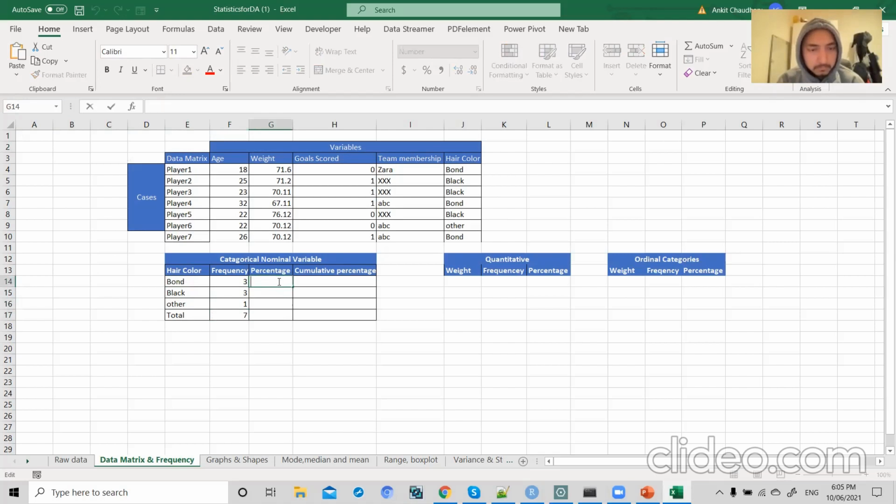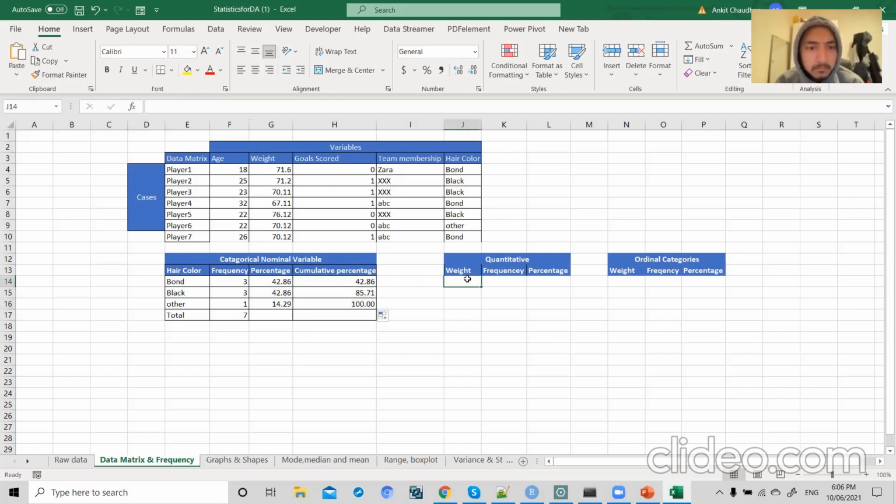And if we need to calculate percentage, you can simply do 3 divided by 7 into 100. So that's 24%. Again, this number is fixed, so we need to give an absolute. This is how we calculate percentage. And cumulative percentage means the first one will remain as is, and the second one will be first plus second, like this. So this is your cumulative percentage.